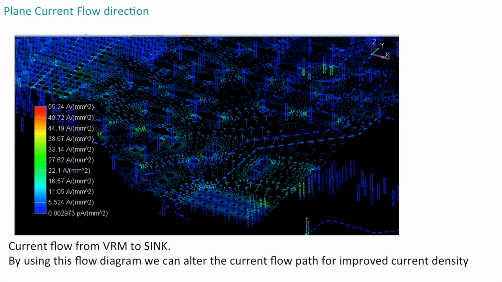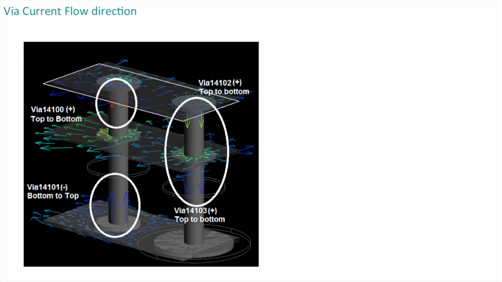Then based on the 3D animation view, we observed the current flow direction. According to the current flow direction, we added multiple VRs and decreased the VR current density issues. So this Sigrity tool is really helpful with 3D animation.